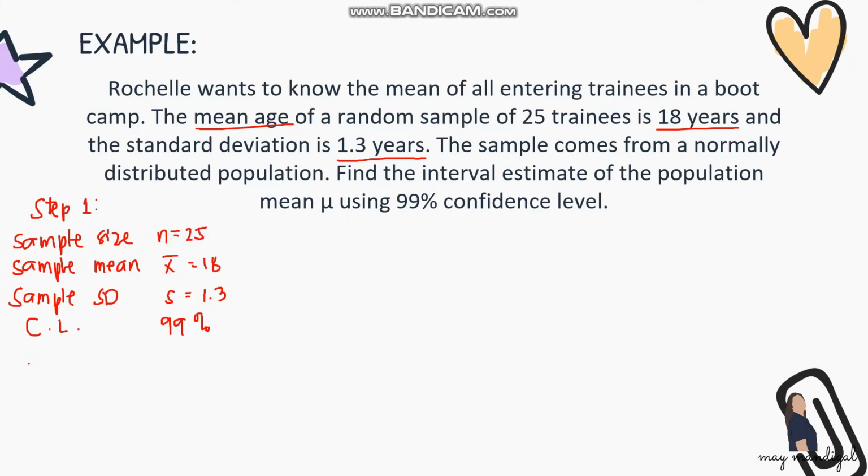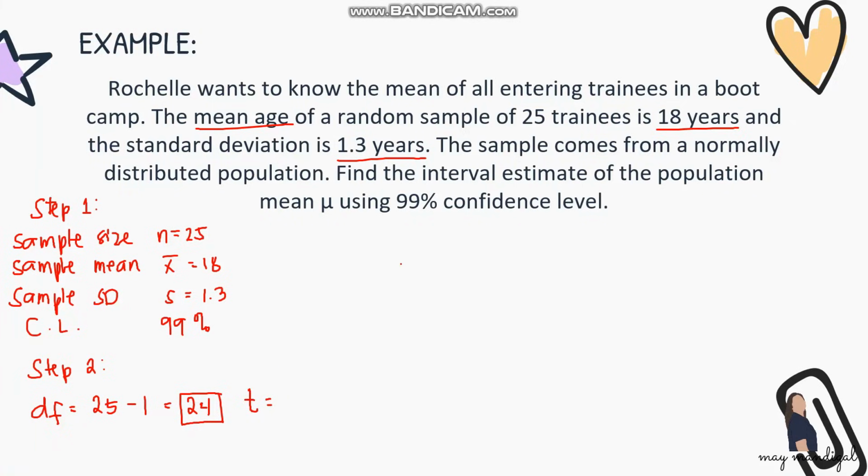Step number 2, let's identify our critical value. So first, we solve for the degrees of freedom. And that is n minus 1. So 25 minus 1, so 24. So that is our degrees of freedom. And then from there, we can now identify the t-value.